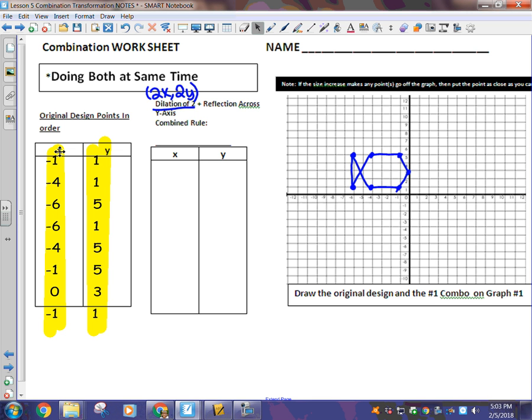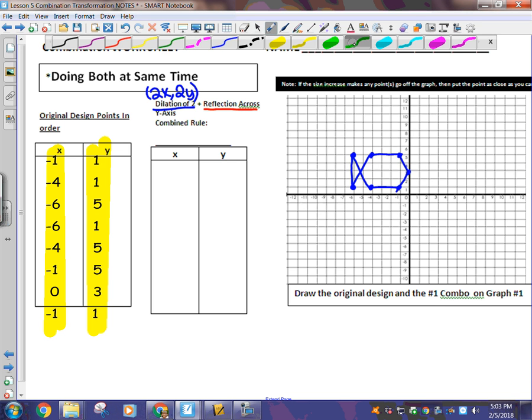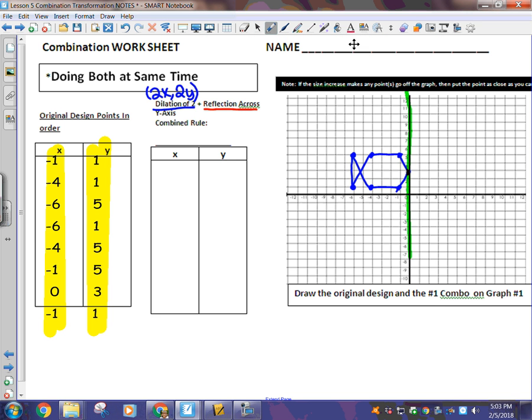And I'm going to reflect across the y-axis, which basically means that I'm going to have a line that cuts down through the middle, which is right here on the y-axis, and everything on the left is going to be over here on the right. So what I'm going to do is I want to end up with a fish that's bigger and on this side over here. So I'd like to actually do both of those transformations at the same time. It is possible to do both of those transformations at the same time by using a combined rule.